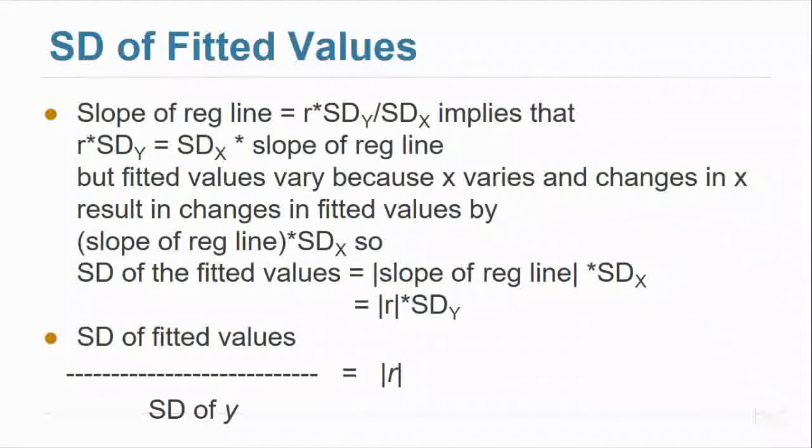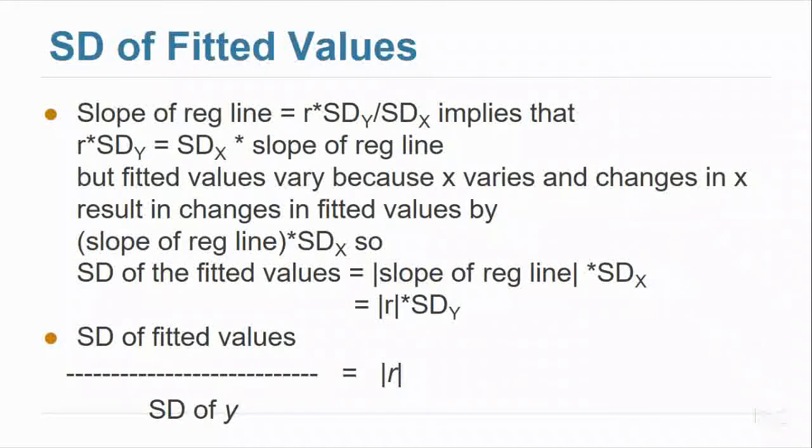We know that the slope of the regression line is r times the standard deviation of y divided by the standard deviation of x. And this implies that r times the standard deviation of y is the standard deviation of x times the slope of the regression line, just by cross-multiplying. But now the fitted values, the values that we're predicting, vary because x varies. And changes in x result in changes in the fitted values by the slope of the regression line times those changes in x.